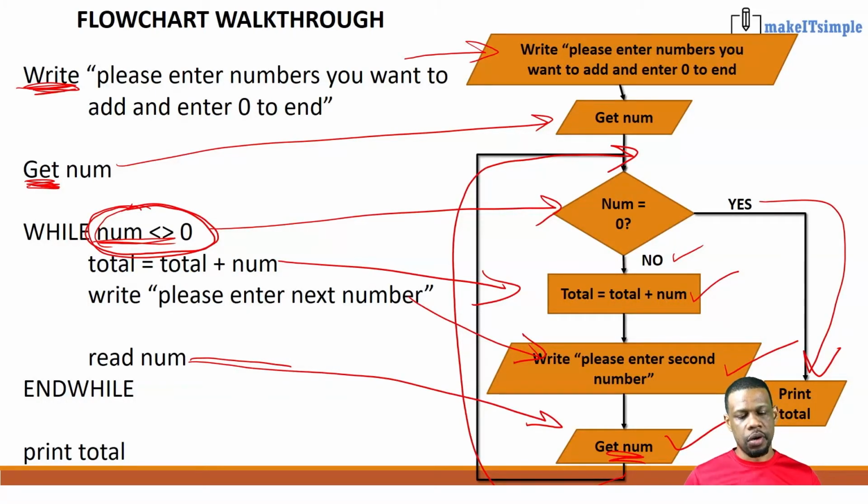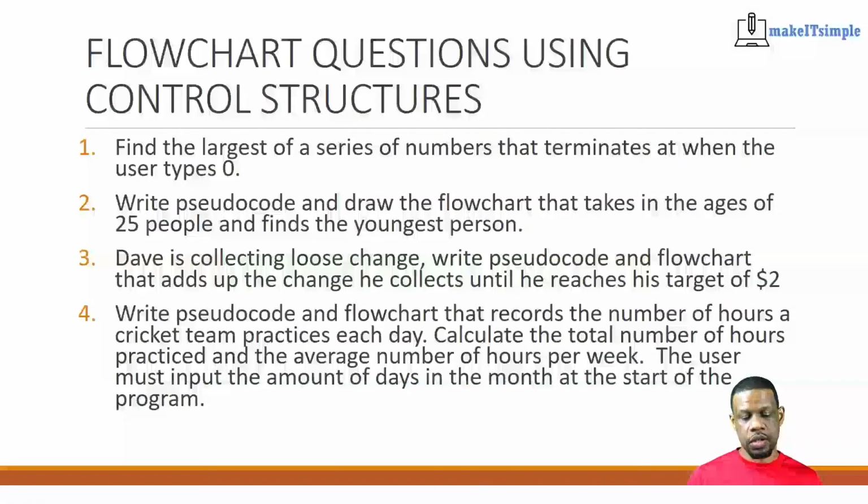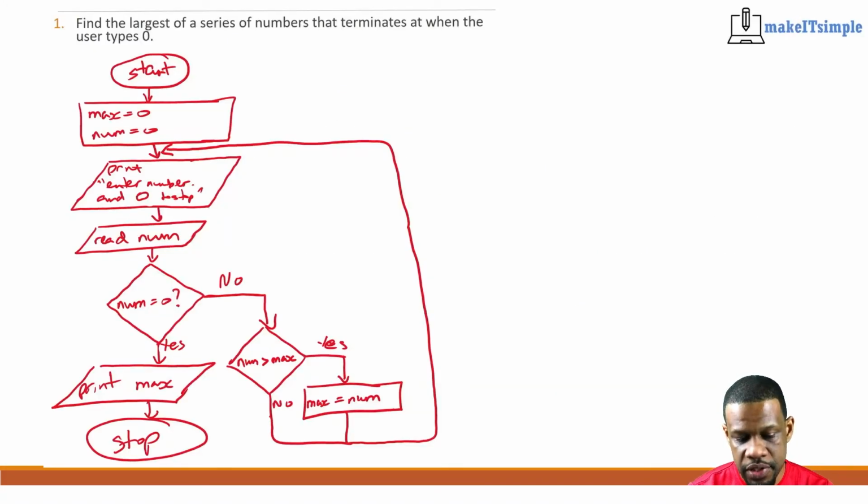Right, so that is how a flowchart will be represented. Let me try to do a simple flowchart here, which is to find the largest of a series of numbers that terminates when the user types 0. So let's see if we can make sense of this. Finding the largest of a series of numbers and terminating when the user types 0 is the exact question I did in video number 5 or 6, one of the two, when we started to do loops. We did max and min.